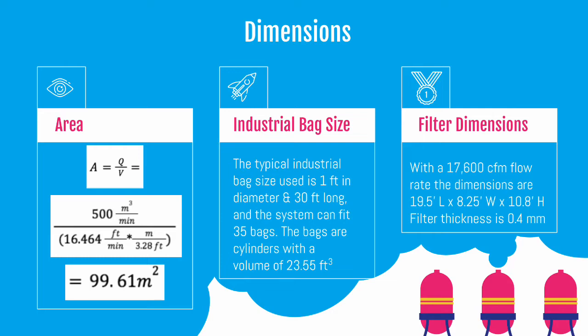For the filter dimensions, we took our flow rate and found that the dimensions are 19.5 feet in length, 8.25 feet in width, and 10.8 feet in height, and the filter thickness is 0.4 millimeters.